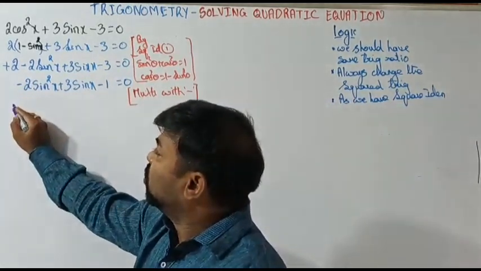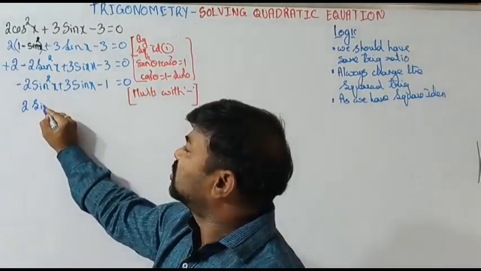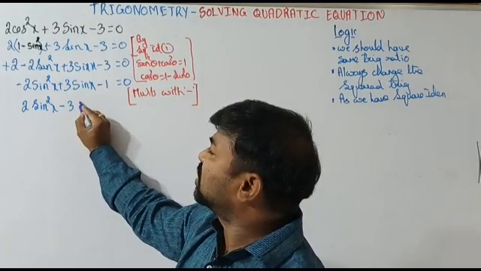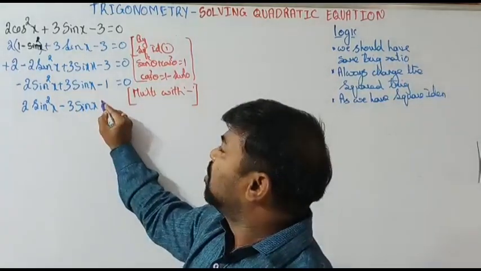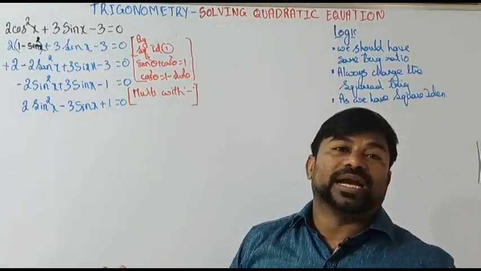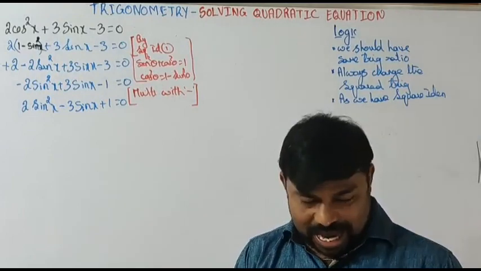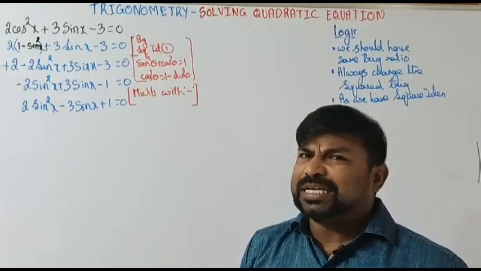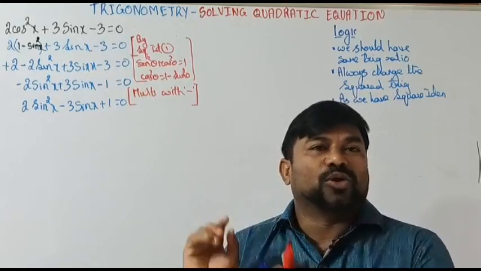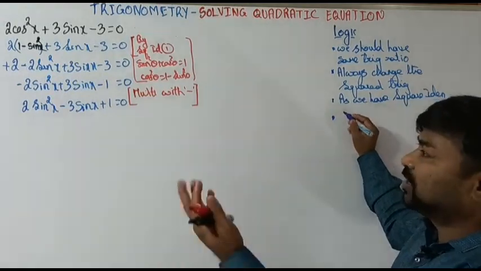What does it become if you multiply with the minus? 2 sine square x. Very good. Now minus into plus is minus 3 sine x, plus 1 equals 0. I have multiplied the entire equation with minus. Now see here, is it looking like a quadratic equation? Yes, it's a quadratic equation, but it is dealing in terms of sine. So to make it simple, let's follow a technique. That is our next point.